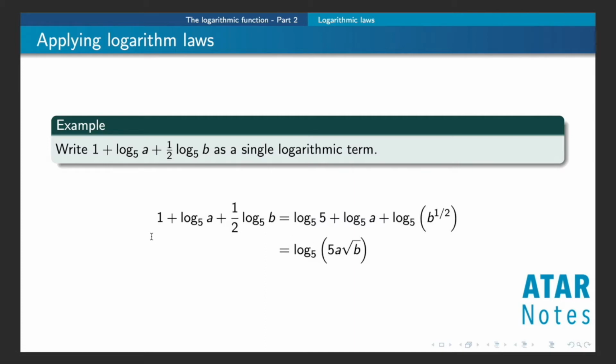That may have been a bit rushed, I do apologize for that. And you also have these little things here. The coefficient of 1/2 gets moved into the power when you want to go back the other way. And then more or less, when you have a whole bunch of pluses, you can basically replace them all with a whole bunch of times. So you get log base 5 of 5 times a times b to the 1/2. And notice how I just rewrote b to the 1/2 as the square root of b.